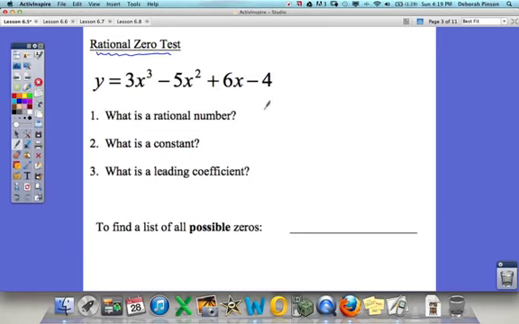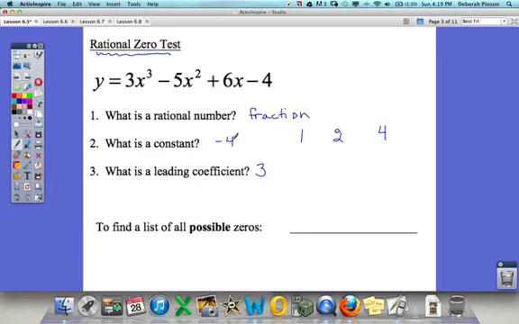Okay, just a reminder, because it has the word rational in it, a rational number is a fraction. In this particular test, we're going to make a fraction with the constant and the leading coefficient. Now, in my problem, the constant is negative 4, and the leading coefficient is 3. What we want to do is take factors of each of those. So factors of negative 4 are 1, 2, and 4. So 1 times 4 is 4, 2 times 2 is 4.